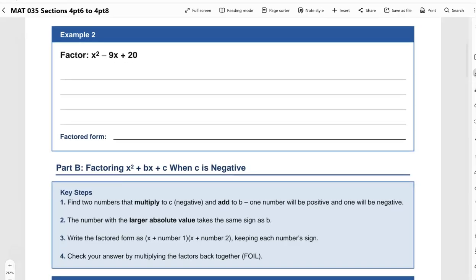We have x squared minus 9x plus 20. So we're going to use our AC method. That's going to be 1 times 20. The 1 comes from the number in front of the x squared.